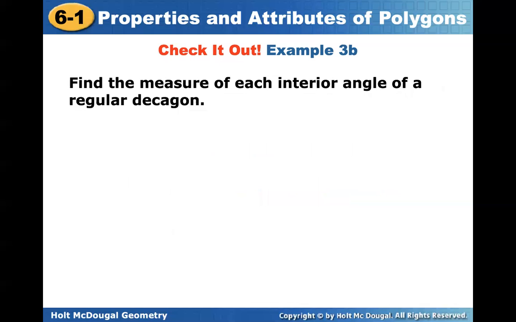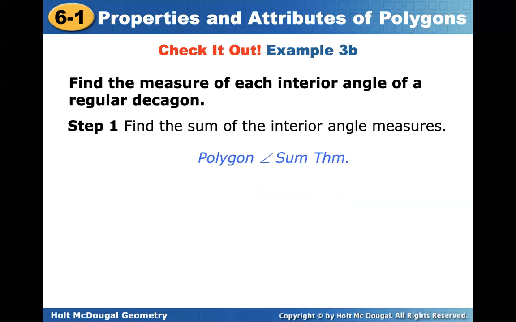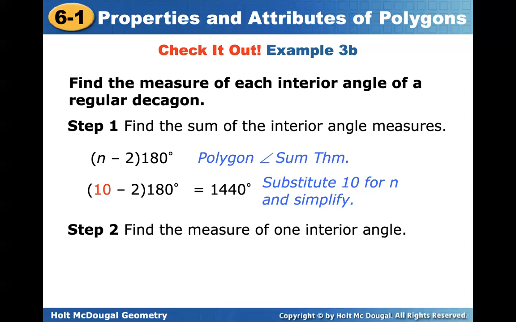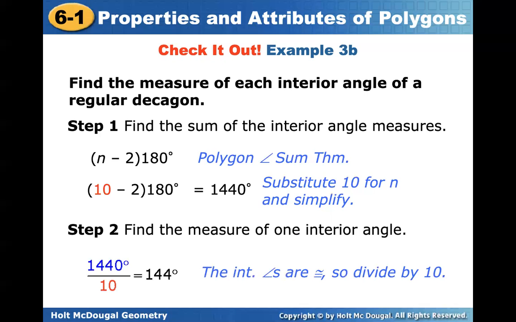The next one is similar to that. Find the measure of each interior angle of a regular decagon. So regular means it's equiangular. So we're going to take 10 minus 2 and take that times 180 to find the sum first, because I need to know how many degrees are in a decagon. And that's 1,440. Because it's a regular decagon, I know that every angle is the same. So I'm going to take 1,440 and divide that by 10. And that actually gives me 144 degrees for each angle inside that decagon.